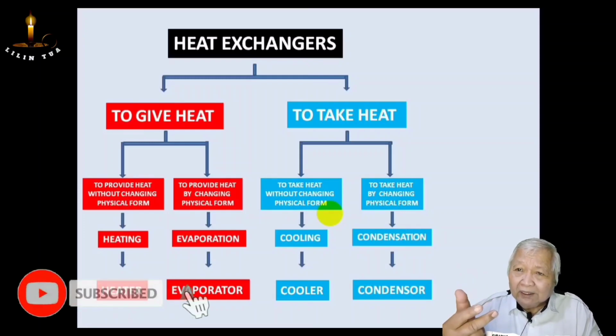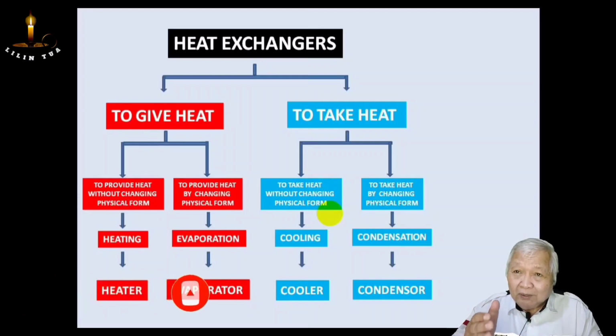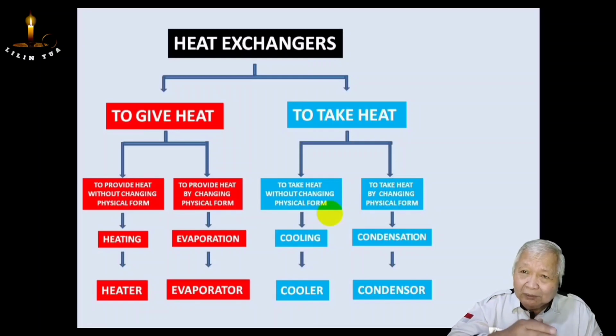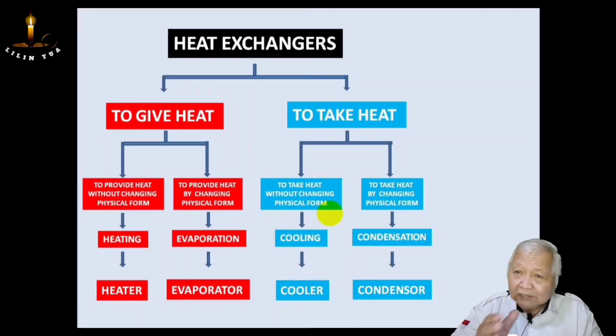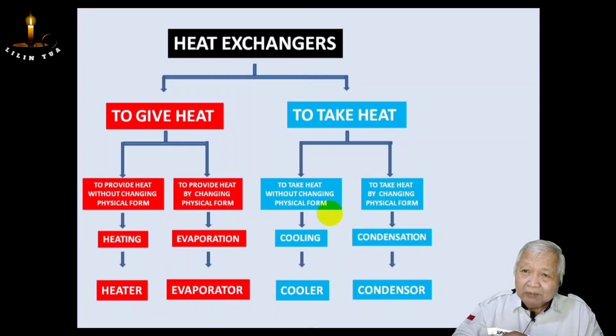So now we have known four kinds of heat exchanger: heater, evaporator, cooler, and condenser. You can ask yourself what the similarities are between these four heat exchangers, and what the difference is between heater and evaporator, between evaporator and condenser, and so on. I believe that you will know this well. So we can continue the explanation.